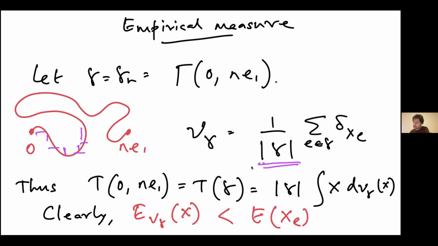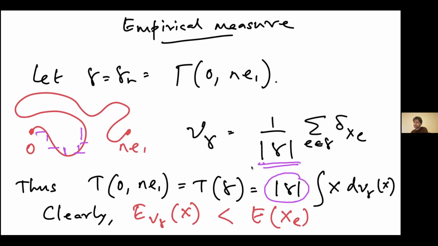Now you see that this passage time, or the distance between 0 and nE1, is exactly some version of the expectation of this probability measure, right? This probability measure puts, up to this constant, Dirac masses at all the edge weights, and the passage time or the distance is simply the sum of the edge weights. So up to this prefactor, which is the length of the path, it is the expectation of this probability measure.